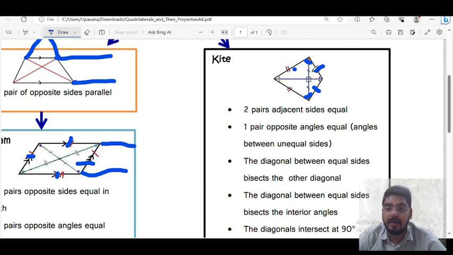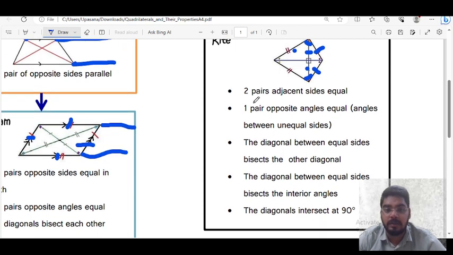Okay, diagonals. The smaller diagonal is bisected equally by the bigger diagonal. Another property is that the diagonals bisect at 90 degrees. These four angles will be 90 degrees. So these are the properties of quadrilaterals. Okay, thank you so much.